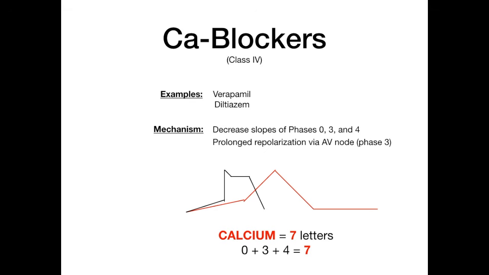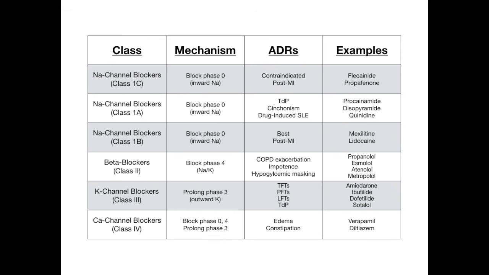The two adverse drug reactions to know here are the least high yield of all of the ones that I've gone over today, but it's lower extremity edema and constipation. So let's fill in our chart. Our calcium channel blockers are our class 4 antiarrhythmics. Again, they block phases 0 and 4 and prolong phase 3. The way that you remember that is that 0 plus 3 plus 4 is 7, and there are 7 total letters in the word calcium. The adverse drug reactions are lower extremity edema and constipation, and 2 examples that you should recognize on exams would be verapamil and diltiazem.